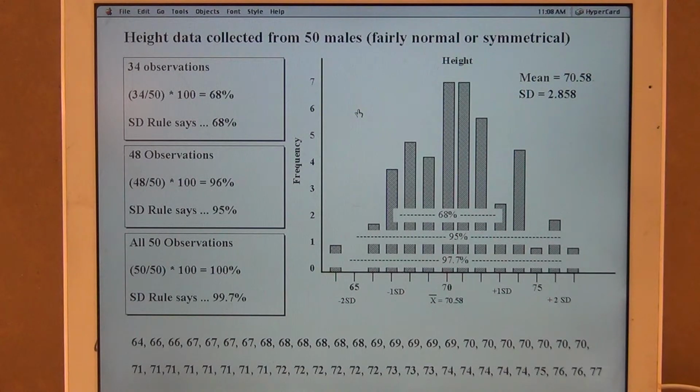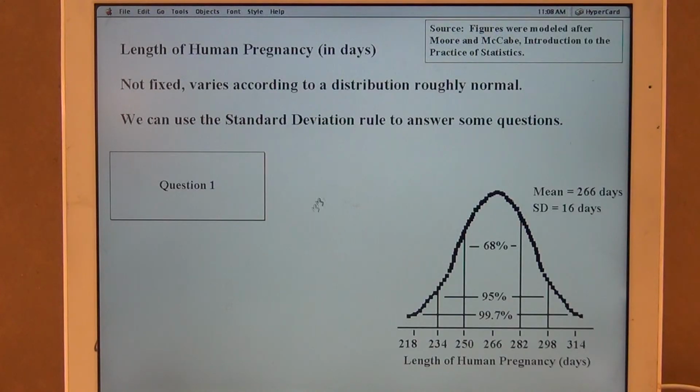In special ed, one of the ways they used to qualify students for special education is if they were below 2 standard deviations from the mean. Well, let's take a look at some practical examples.